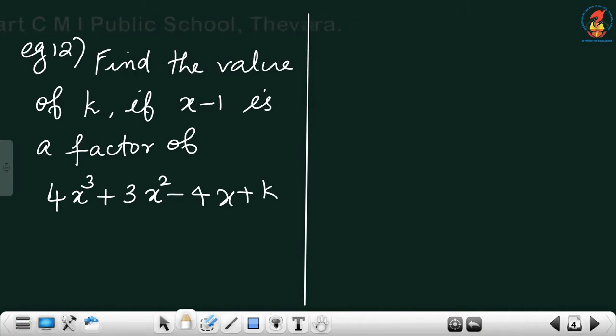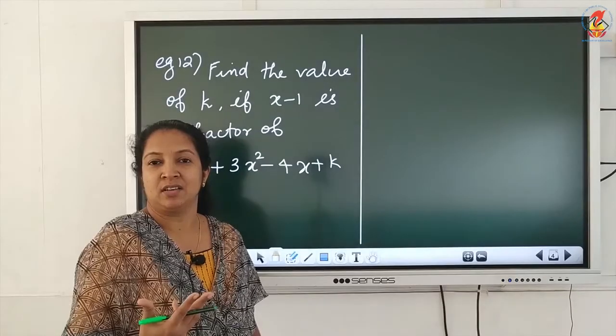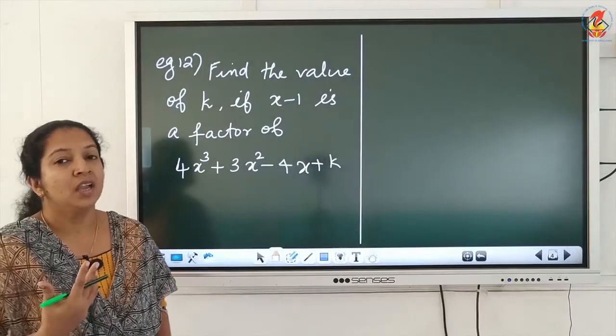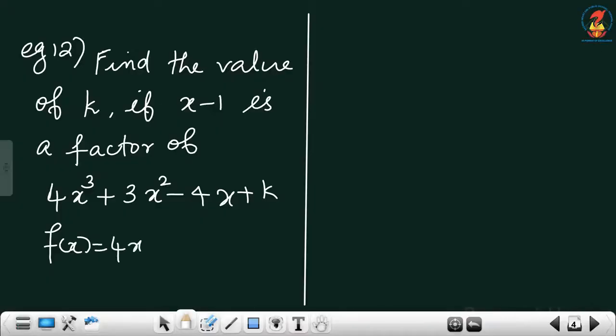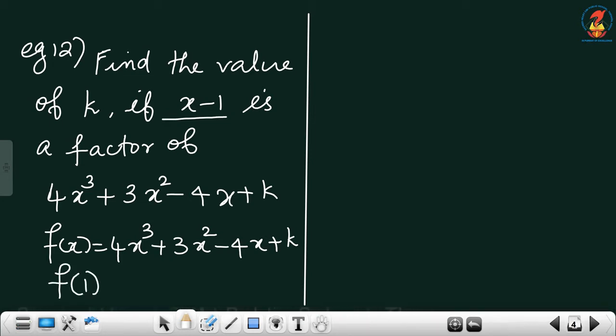Next, example 12, find the value of k if x minus 1 is a factor of this polynomial. X minus a is a factor if f of a equal to 0. So we can suppose let f of x is equal to 4x cube plus 3x square minus 4x plus k. It is given that x minus 1 is a factor. If x minus 1 is a factor, means f of 1 equal to 0. X minus a is a factor, f of a equal to 0. So x minus 1 is a factor, f of 1 equal to 0.